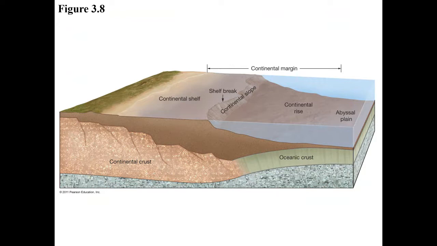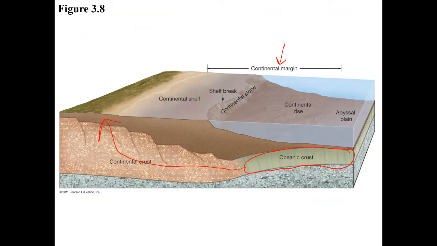Here's another figure that I think equally shows you a great perspective of how these four components are. Remember, the entire thing is called the continental margin. A margin means edge. So this is the edge of where the continental crust meets the oceanic crust. The oceanic crust is more dense, so it's pushed down. Continental crust, less dense, so it's pushed up.